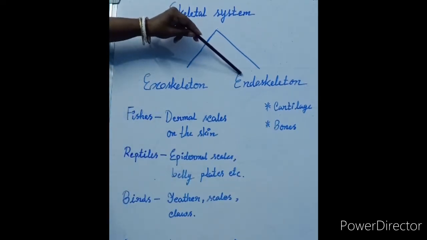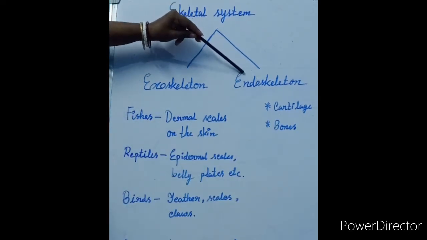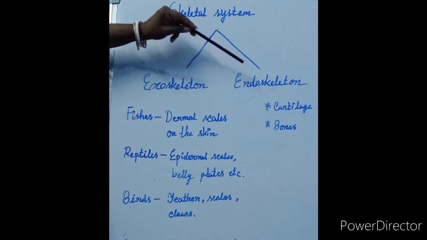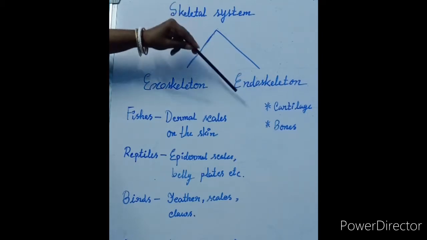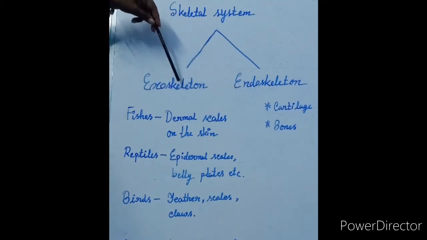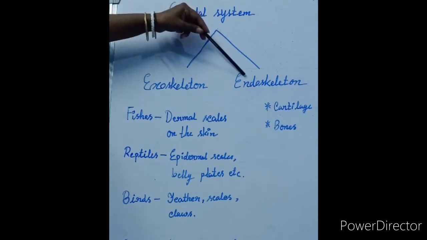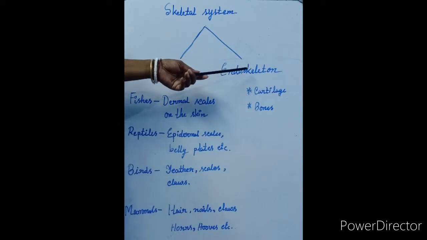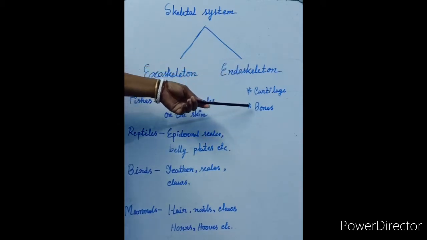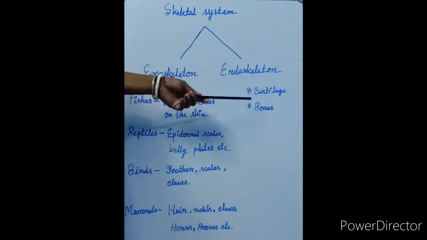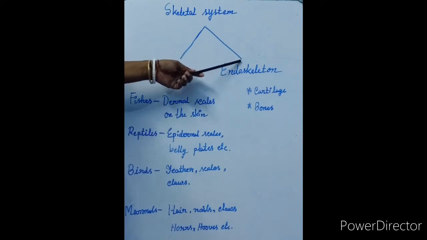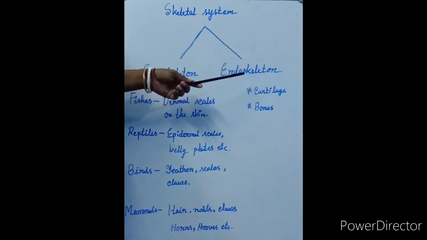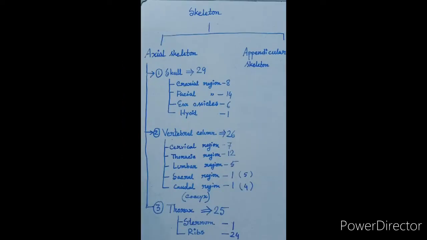Now the endoskeleton. This endoskeleton includes hard parts present inside the body. Exoskeleton outside the body, endoskeleton inside the body. And the cartilage and bones form the endoskeletal structures in vertebrates. Now I will discuss the human endoskeleton.